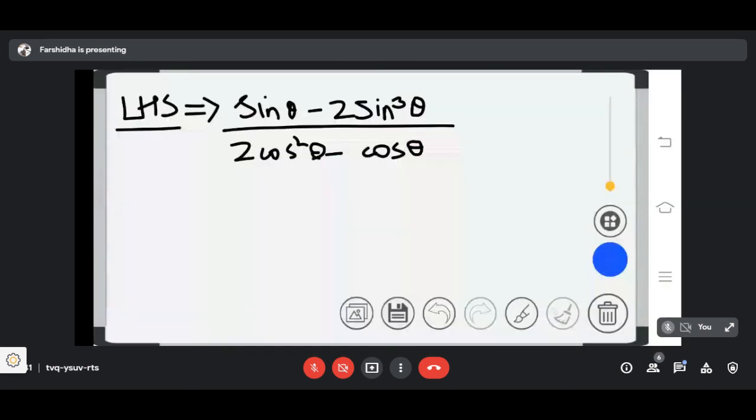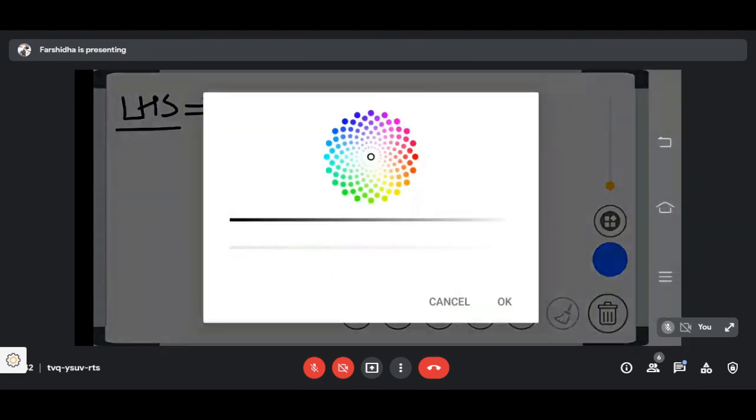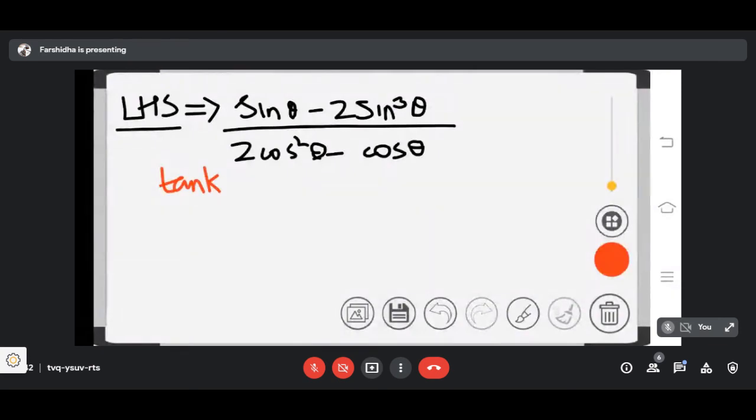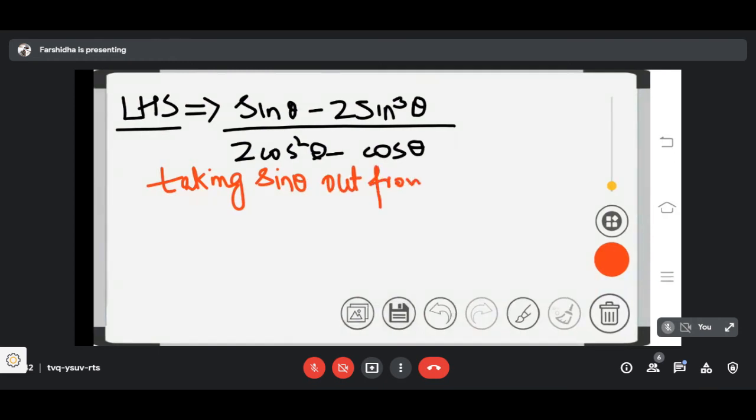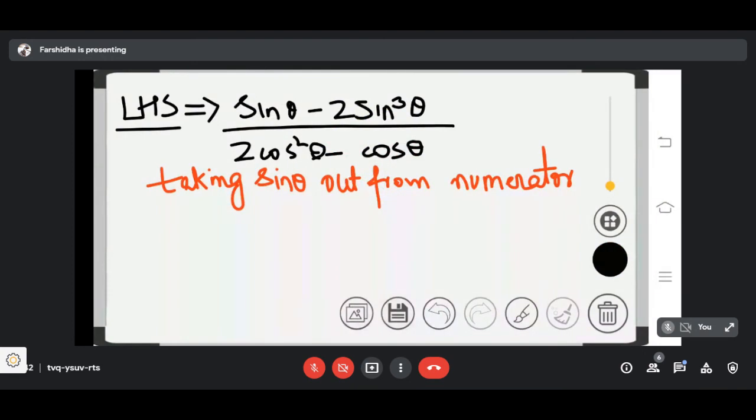Okay, see the numerator. You have sine theta here, here also sine theta. So you can take the common sine theta outside. Sine and sine are common, so you can take one sine theta outside. Below that, taking sine theta outside. In the next step, I have taken sine theta outside.